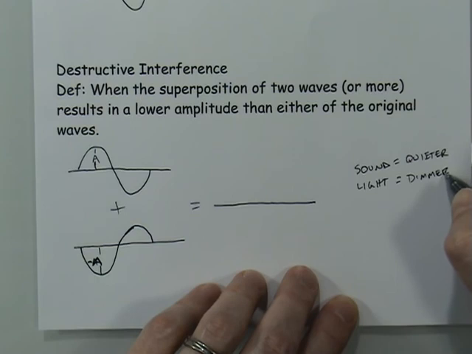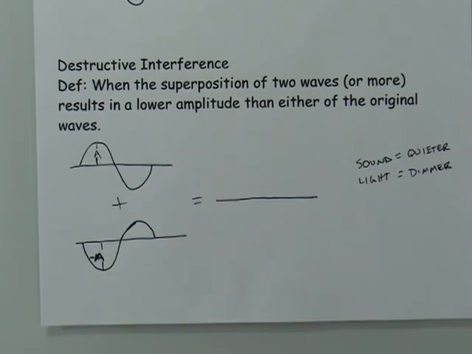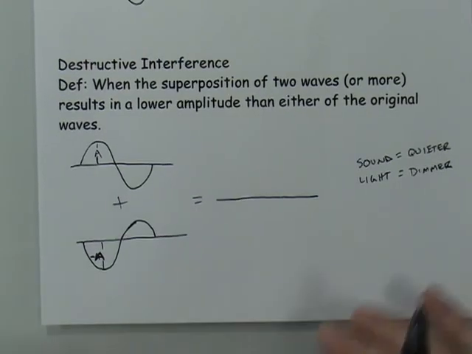So constructive interference produces loud sounds and very bright lights, and destructive interference produces very quiet sounds and very dim lights. Now, there is a condition for periodic waves as to when you will see them constructively interfere and when you will see them destructively interfere.